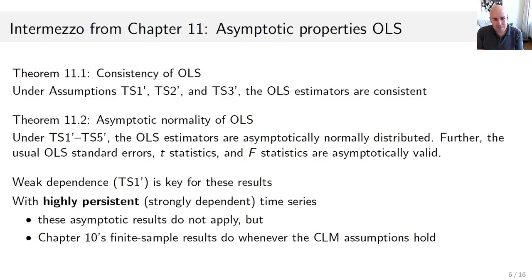Now, one way to also grasp this a little bit more is to think about the opposite case that is also described actually in chapter 11: highly persistent or strongly dependent data. As I said, when this is the case, these asymptotic results do not apply. But we're going to see an example for highly persistent data in a minute. However, and that is kind of interesting, the finite sample results that we have seen in chapter 10 do still apply. Now, what is going on here?